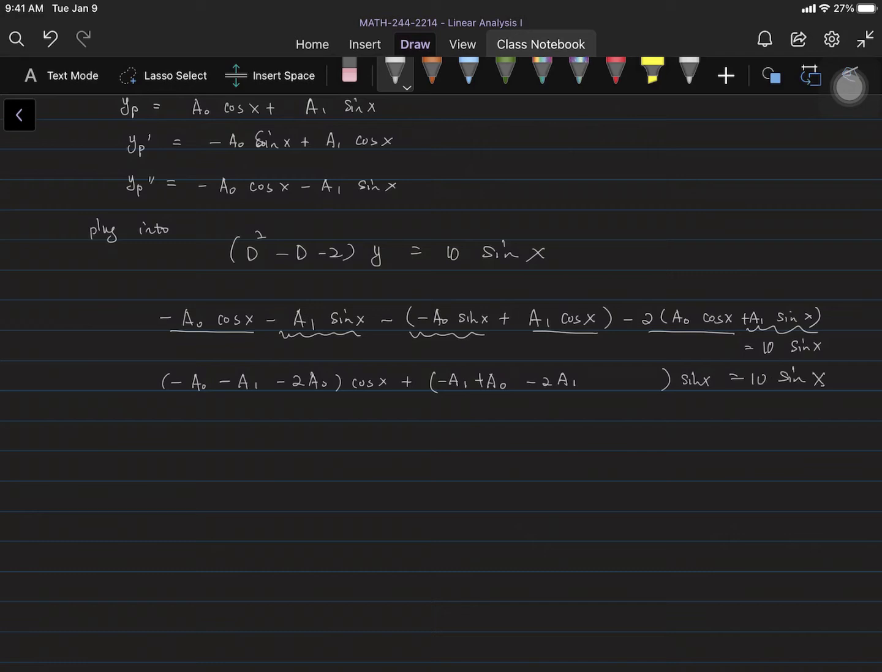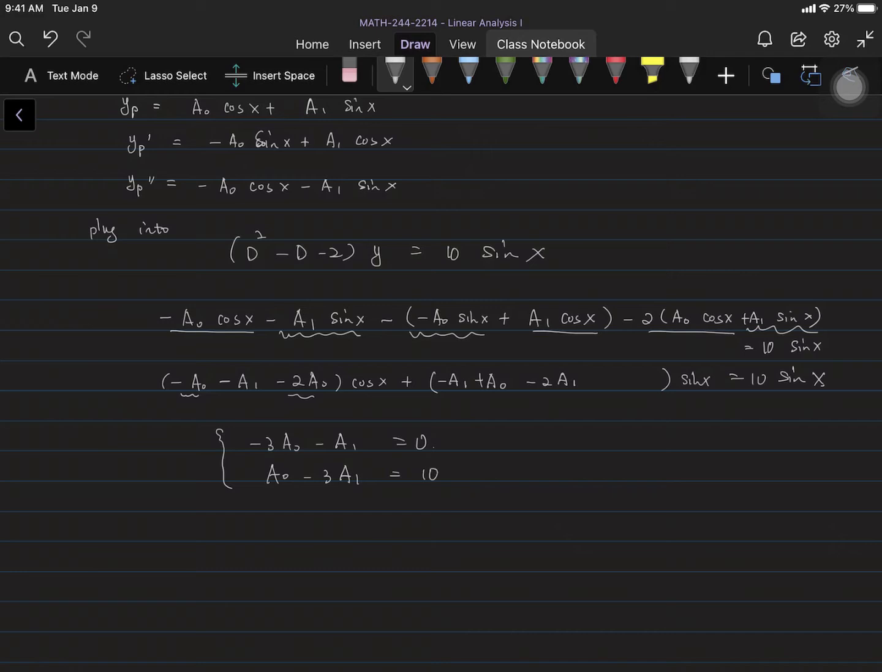Okay, so right now we get two equations. On the right side there is no cosine, that means the cosine coefficient should be 0, and we can simplify. That means negative 3A0 minus A1 equals 0. And if we look at the sine coefficient we can also simplify: A0 minus 3A1 equals 10 on the right side.